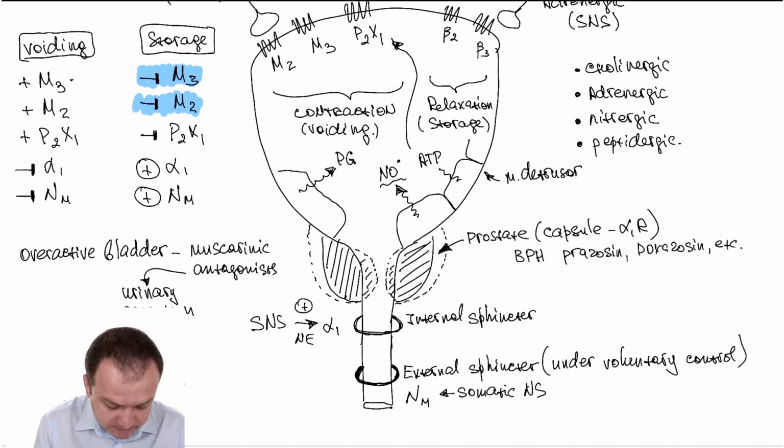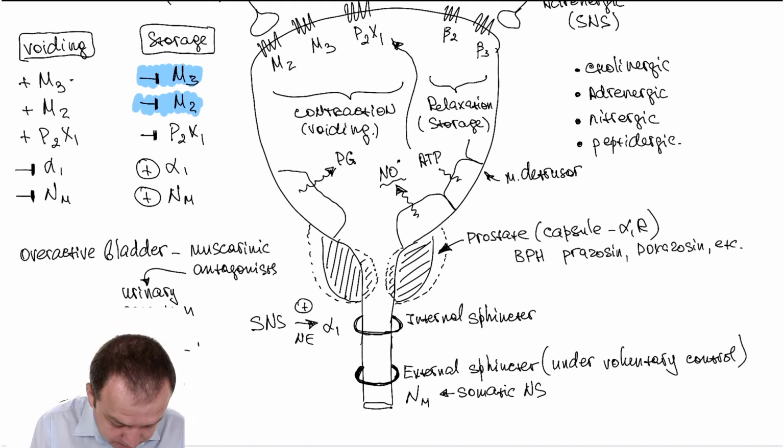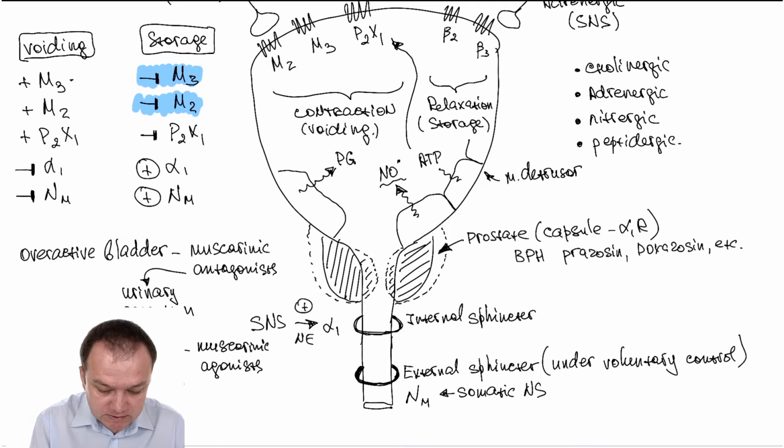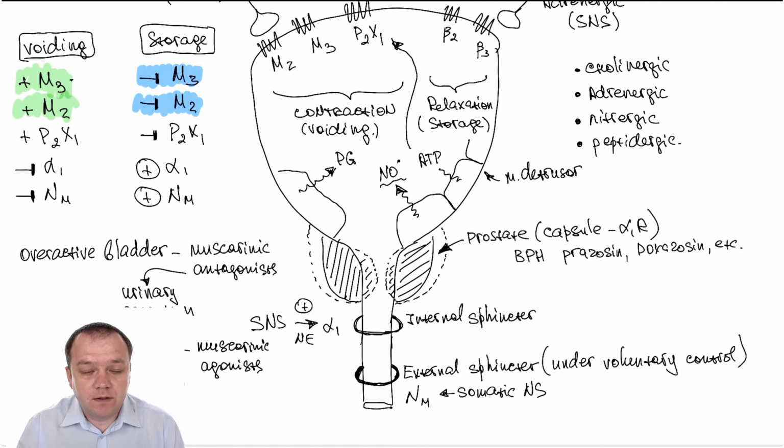And the second situation, when we have hypoactive bladder. In case of hypoactive bladder, we use muscarinic agonists in order to stimulate muscarinic receptors. So generally, it is one of the major targets for that.